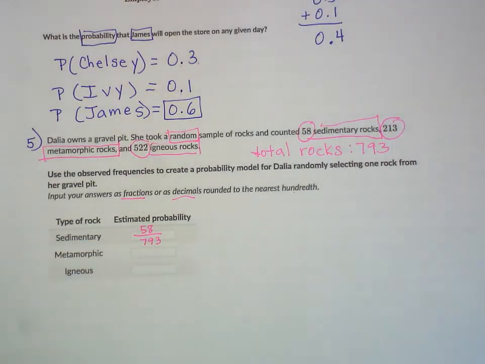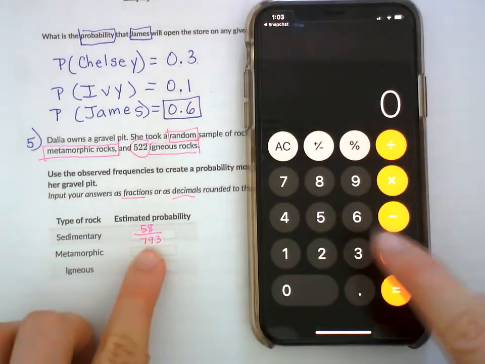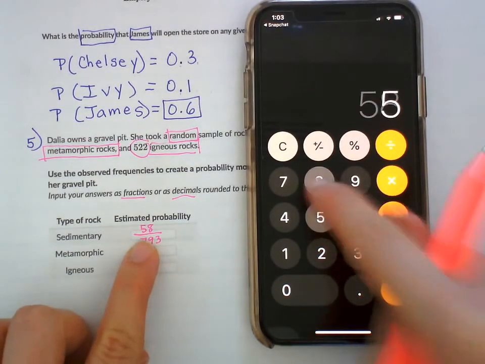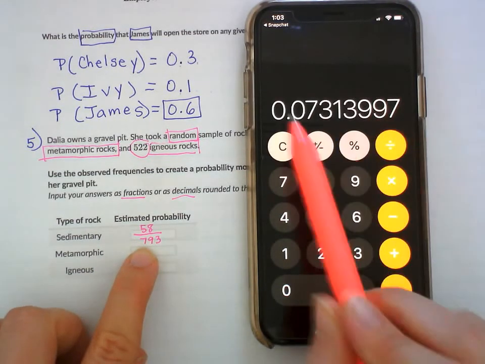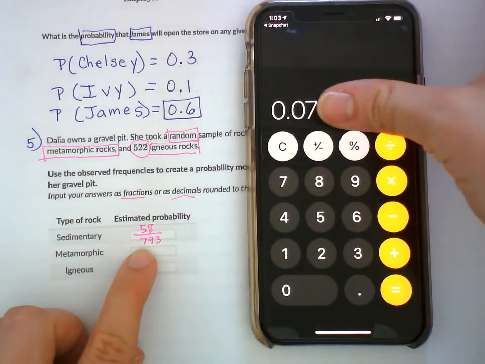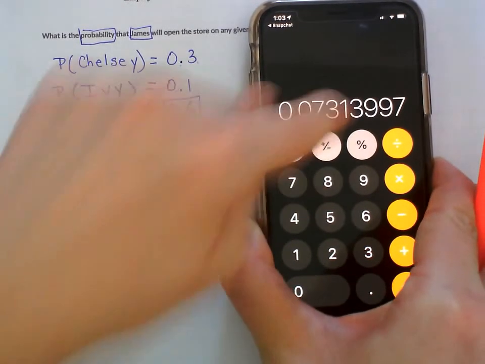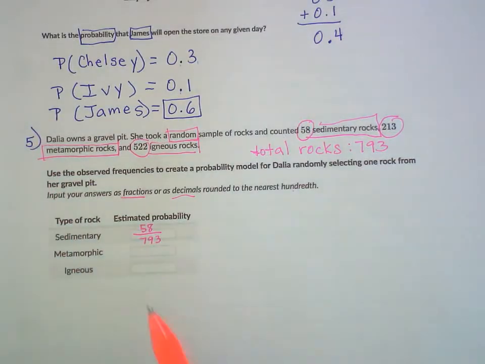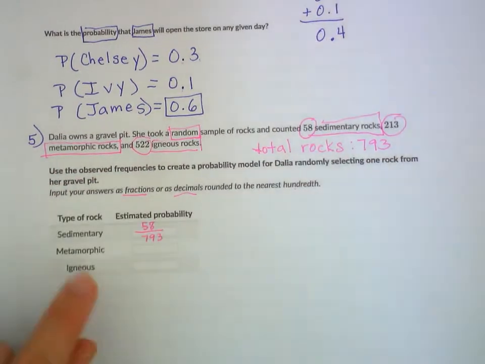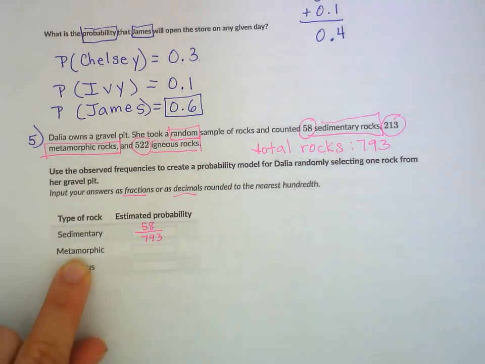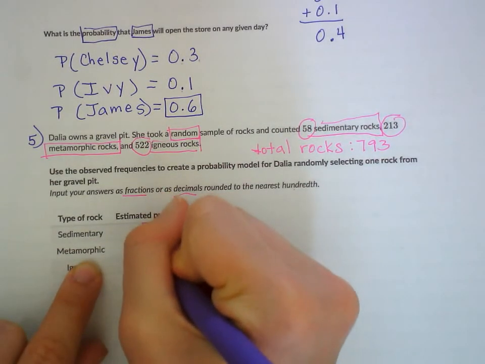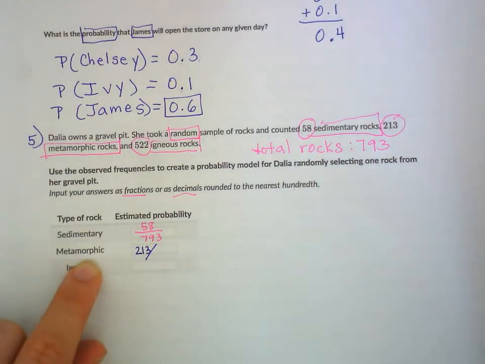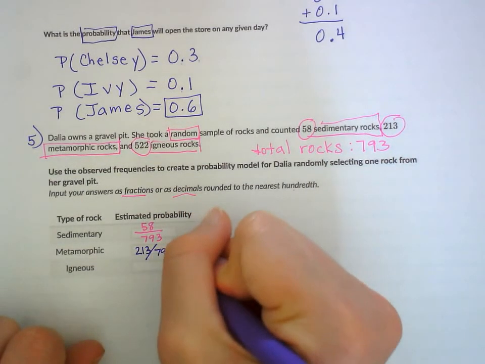Fractions are always more accurate than changing it to a decimal, because changing this to a decimal, it's going to be 58, fraction means divide, 793. So then you have to put 0.07 because it says the hundredth. And honestly, those other numbers are important. So I would just recommend leaving it as a fraction when it gives you that option. So metamorphic. Probability of metamorphic rock. So how many are metamorphic? 213 out of how many rocks total? 793.